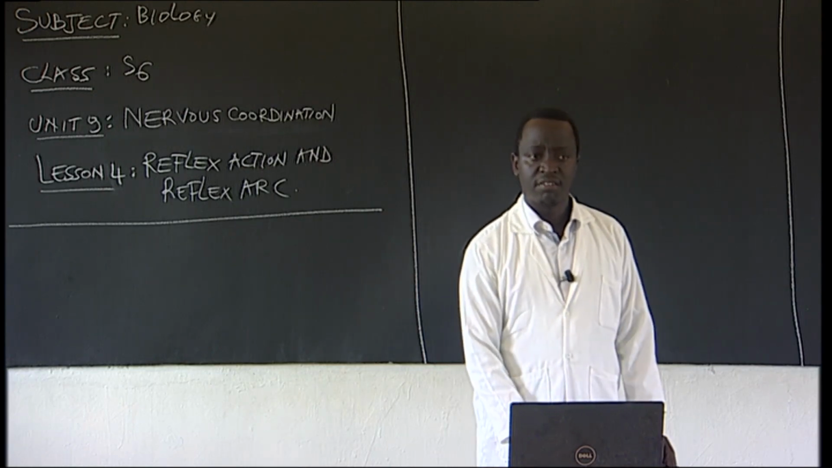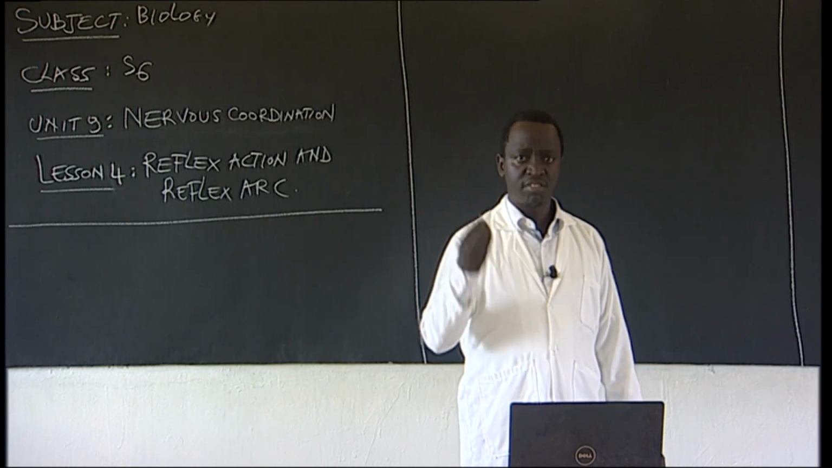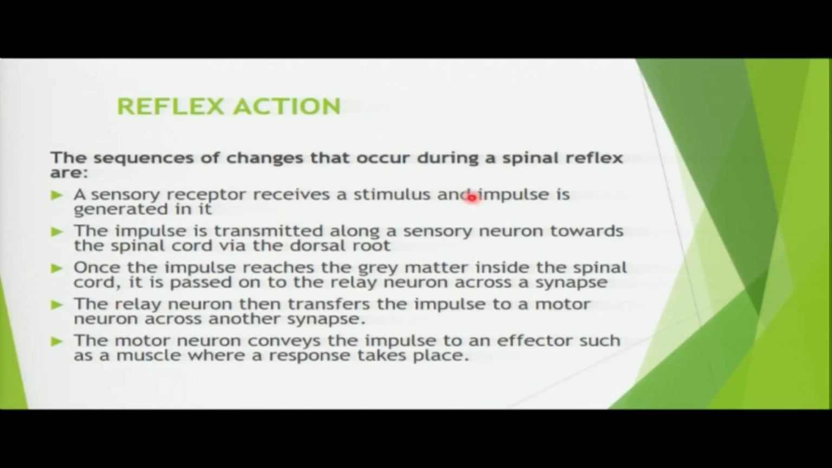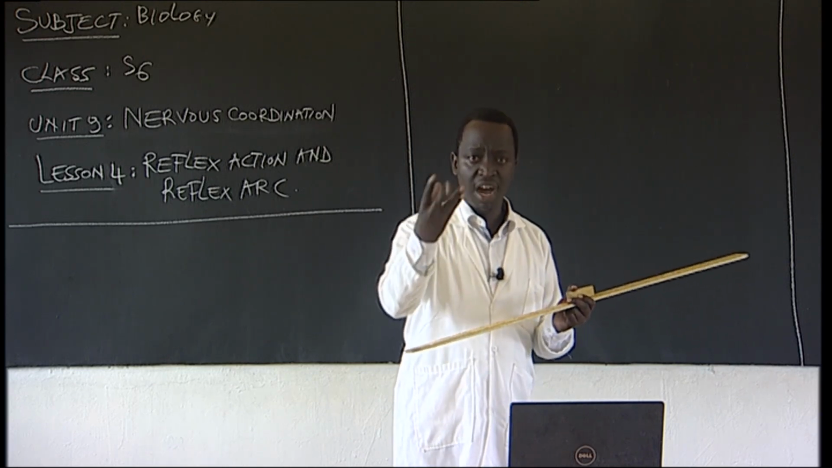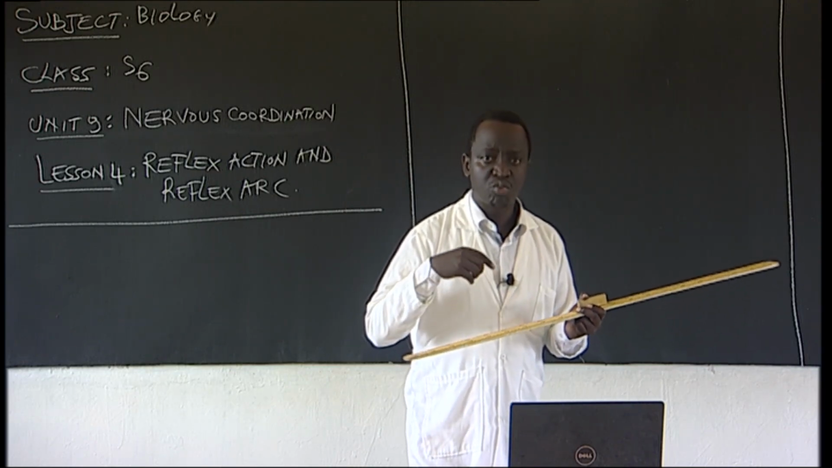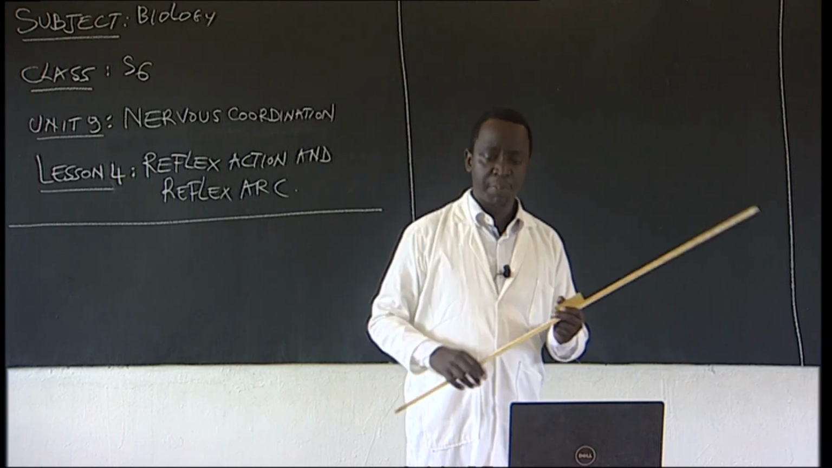The sensory receptor receives a stimulus, first of all. Sensory receptors have to receive the stimulus. Stimulus, remember, is any change that's happening. And then an impulse is generated in it. Let's take an example of a hot object. Suppose this is a hot object. When you touch this hot object, what's going to happen? The receptor cells found on the finger detect that change and then transform this change into an impulse. That's step number 1.